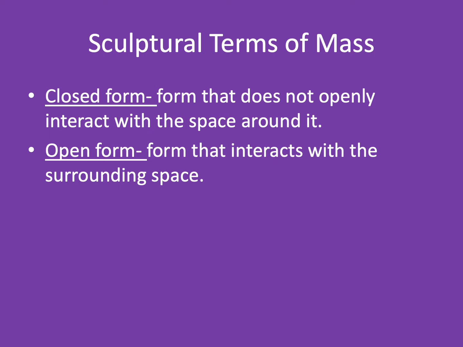Now, with mass, we don't really have a positive and negative mass. We call it closed form and open form. Closed form is where things are a solid object not really interacting with the space around it, where open form would mean that it's open and interacts with the environment more. So think about architecture. Things that are closed form would be maybe a solid rectangular building, where an open form is maybe like a castle that has a bunch of towers and things that kind of opens up to the environment.